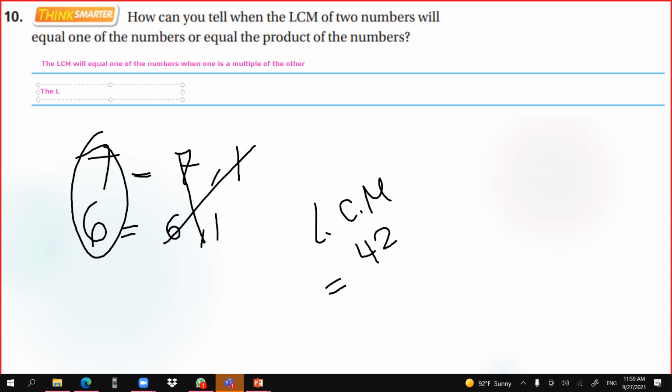So here, the least common multiple will equal the product when the two numbers have no common prime.